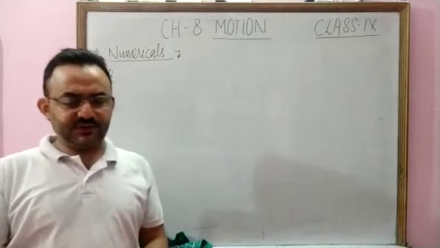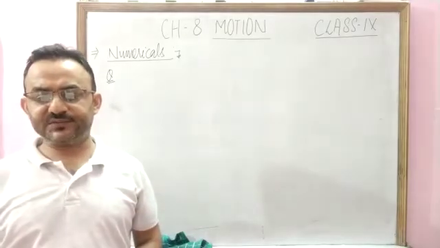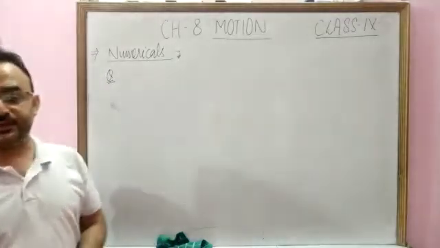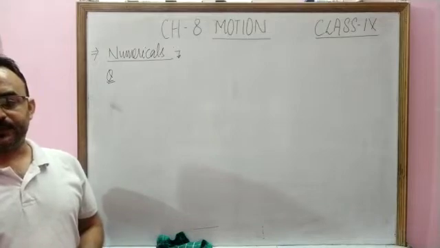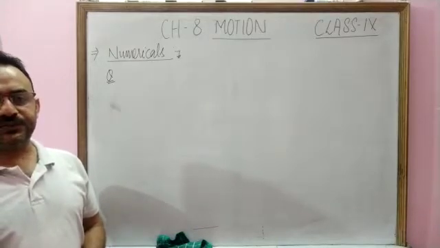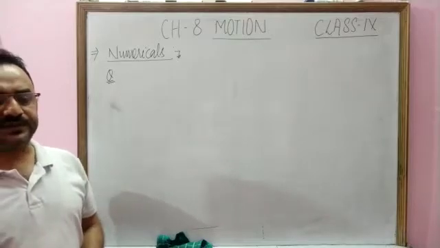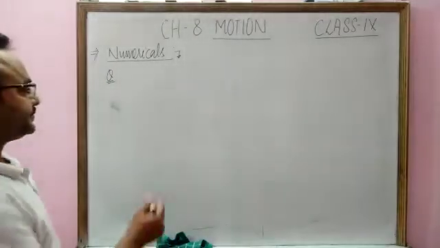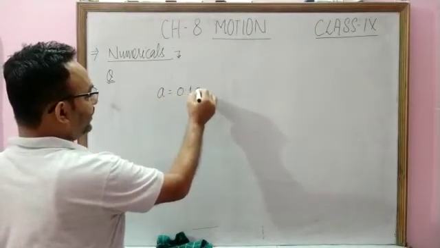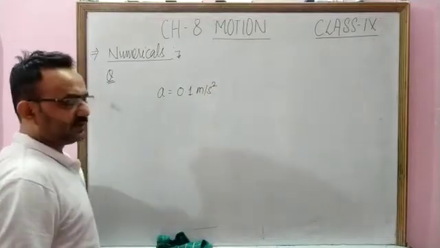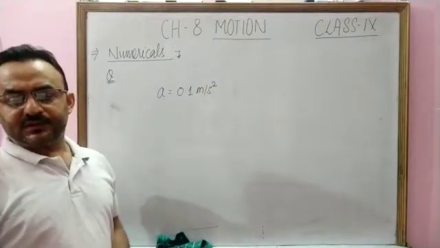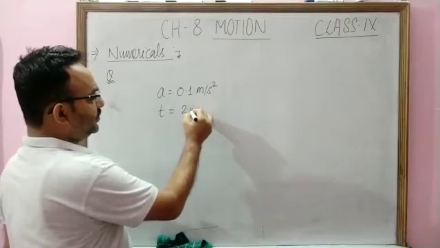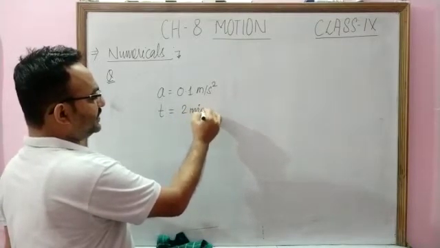You have to note down in your notebook: a bus starting from rest moves with a uniform acceleration of 0.1 meter second inverse square, for 2 minutes. T is equal to 2 minutes.